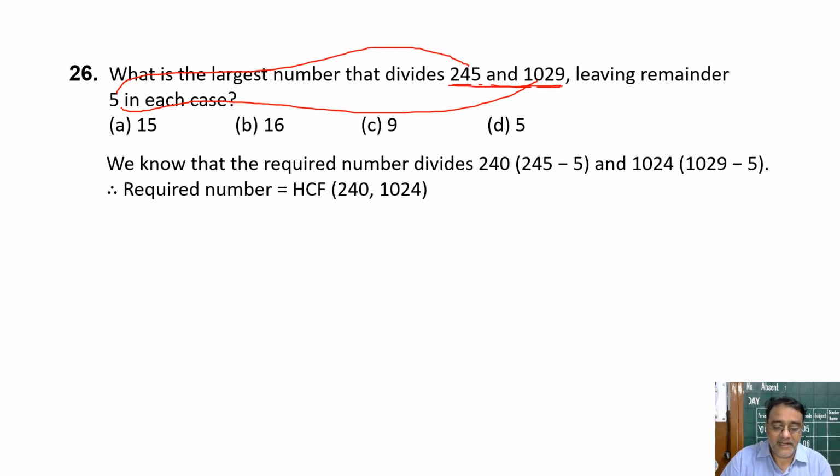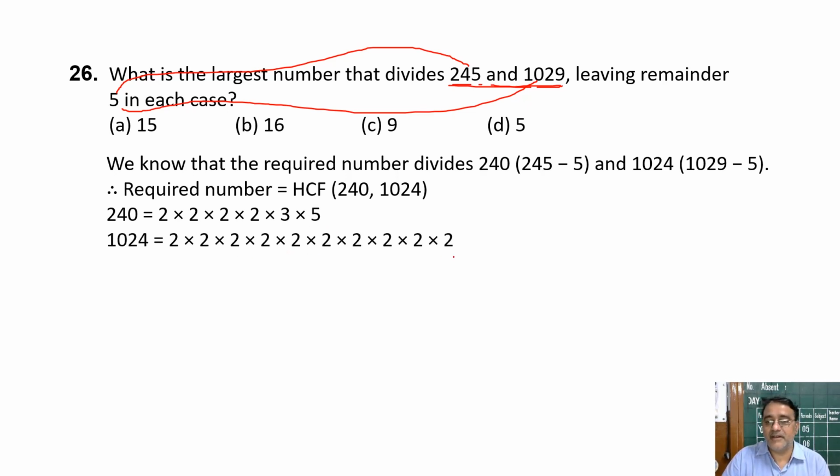Now we are going to find the prime factorization of 240. The prime factorization of 240 is 2 into 2 into 2 into 2 into 3 into 5. And 1024 is 2 to the power 10, so we write 2 ten times. For the HCF, the common factor, this is the 6th class method, because some children find this method easier. So here we select the common factor, and the common factor is 2 into 2 into 2 into 2.